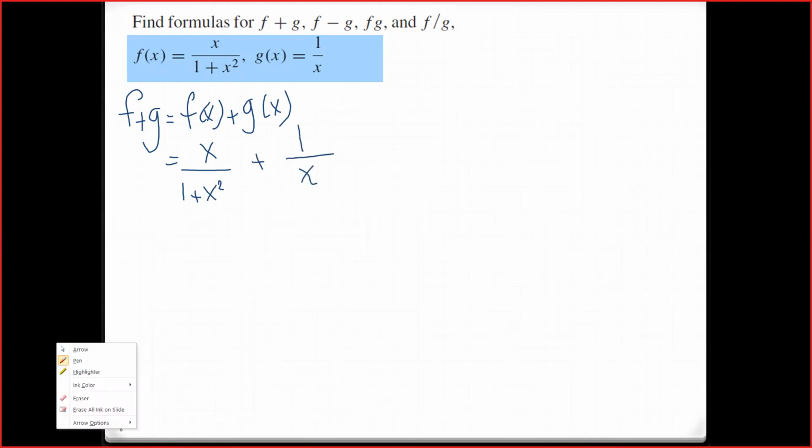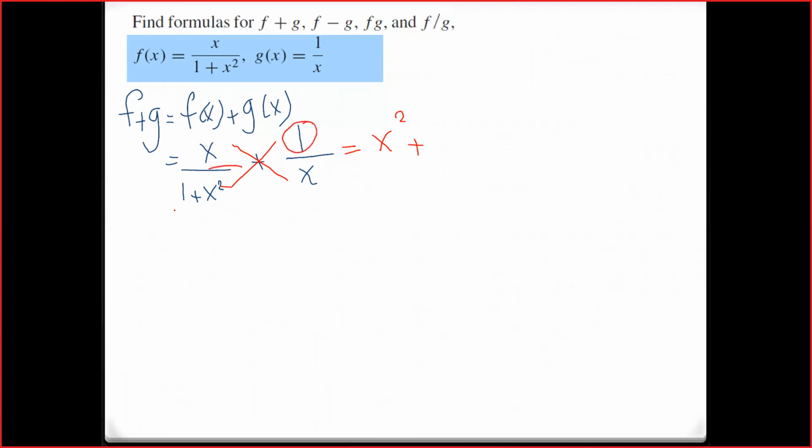Then, as you said before in grade 10, if you have two fractions that are added, you can use that butterfly way. x multiplied by x is x squared, plus 1 multiplied by 1 plus x squared, over 1 plus x squared times x. Okay, here you have to find the common denominator.